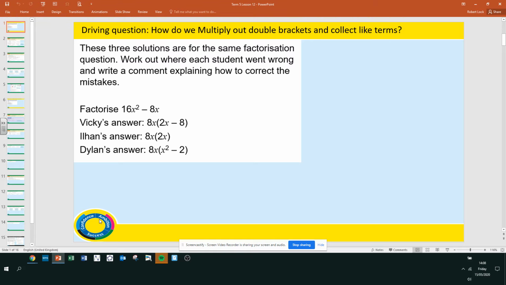Hello and welcome to Term 5, Lesson 12. Driving question: how do we multiply out double brackets and collect like terms?